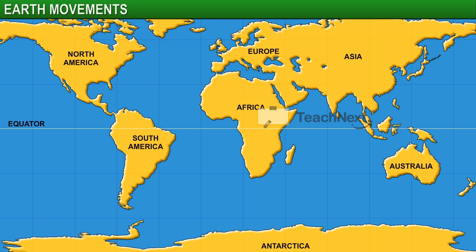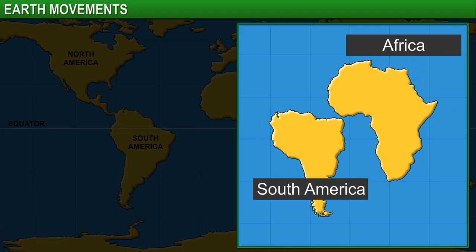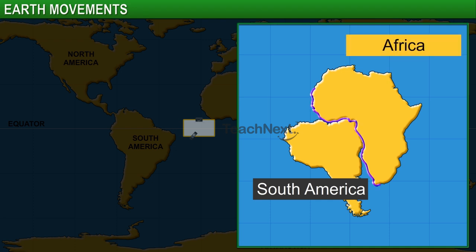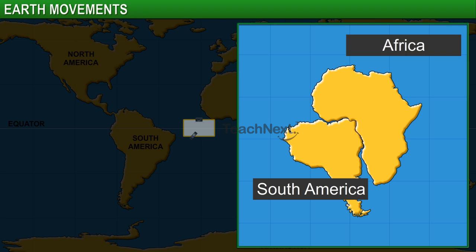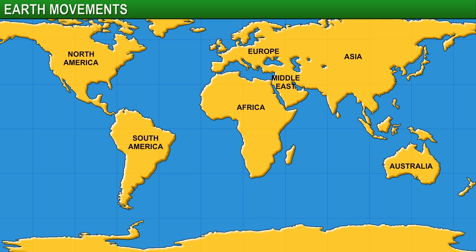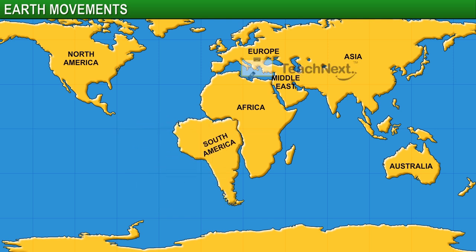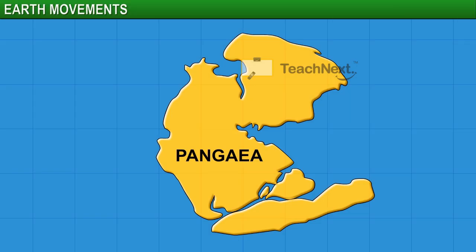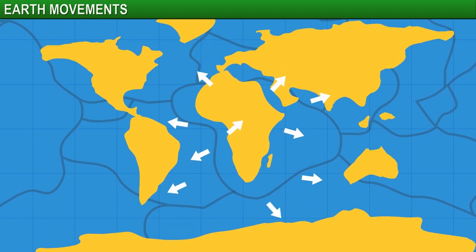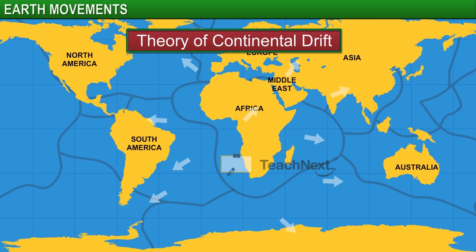Here is an interesting fact that substantiates this story. If you examine the shapes of the continents closely, you'll notice that the edge of the west coast of Africa complements the shape of the east coast of South America. Just like these were two pieces of a huge jigsaw puzzle. The theory of the splitting of the big landmass into 7 big continents is known as the theory of continental drift.